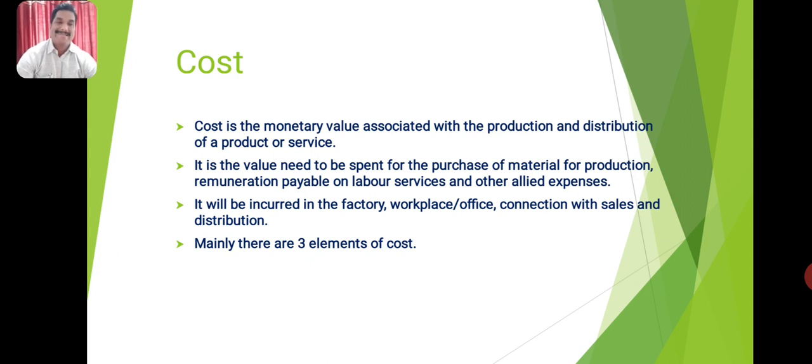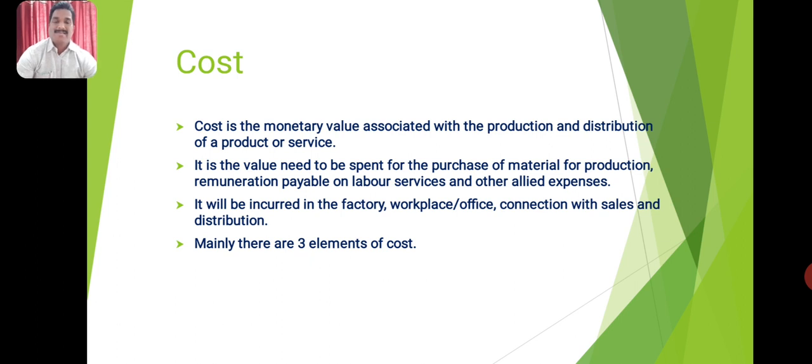And we have to get labor service at a cost because we have to pay remuneration to the laborers for their services. And we have to incur so many other expenses within the factory, then for office administration, then also in connection with the selling of goods and services, and also in connection with distribution of goods to the destination. So cost will be incurred in the factory, in the workplace or office, or in connection with the sales and distribution. And as I already said, there are mainly three elements of cost.